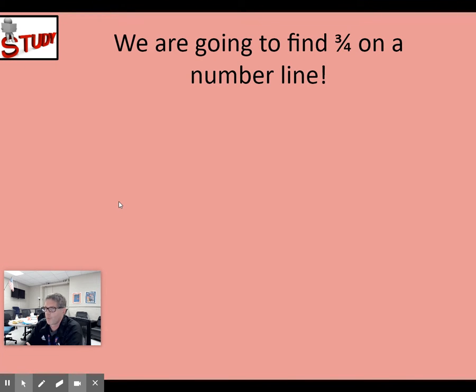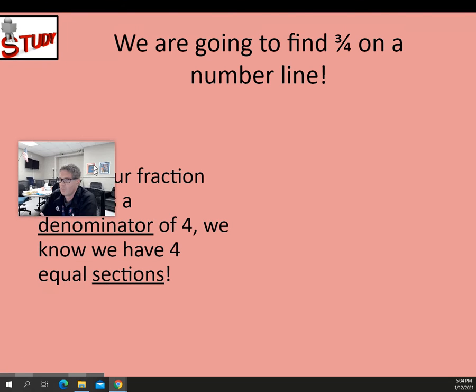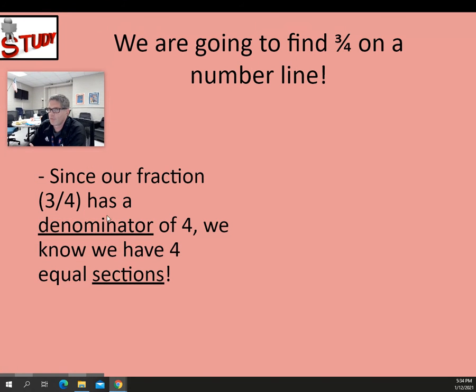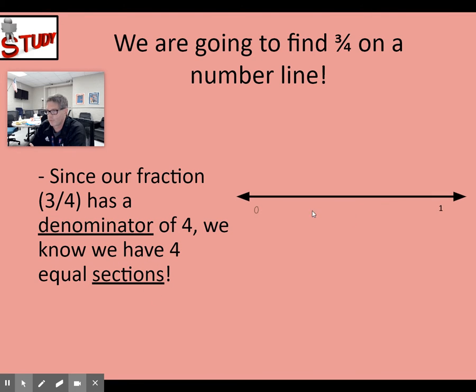We're going to start with 3/4. First of all, since our fraction has a denominator of 4, we know that we have to break our number line into 4 equal sections. So here's my number line, 0. There's 1 section, 2 sections, 3 sections, 4 sections.